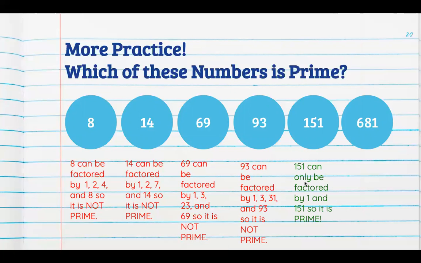151 is prime because it can only be factored by 1 and 151. 681 is not prime because it can be factored by 1, 3, 227, and 681. So in this sequence, the only prime number is 151, and the rest of these numbers are composite. If I went too fast for you, please pause the video and go back and try to work this out on your own.